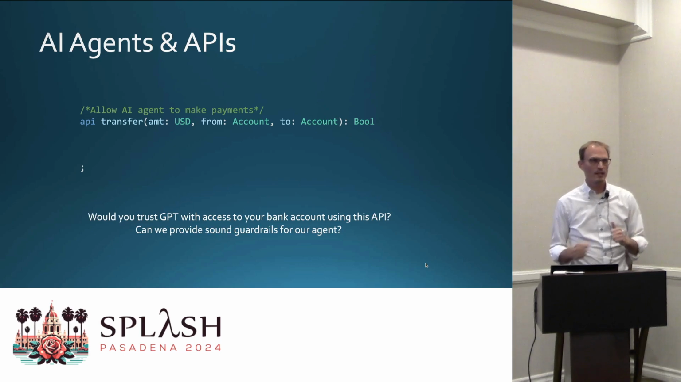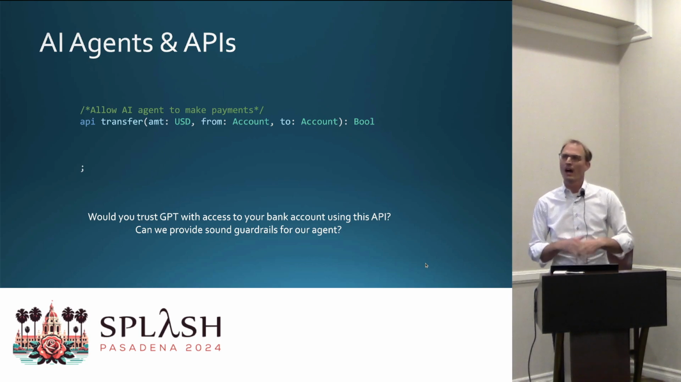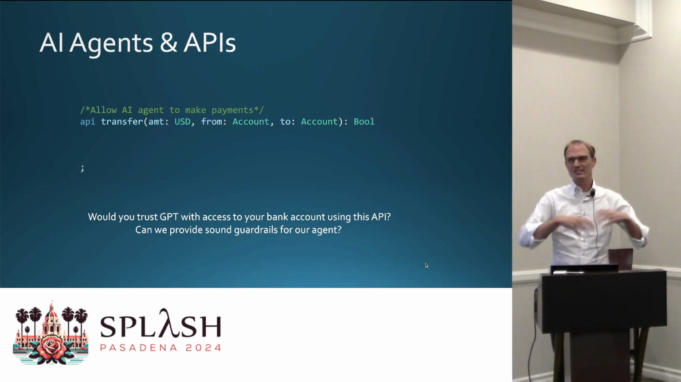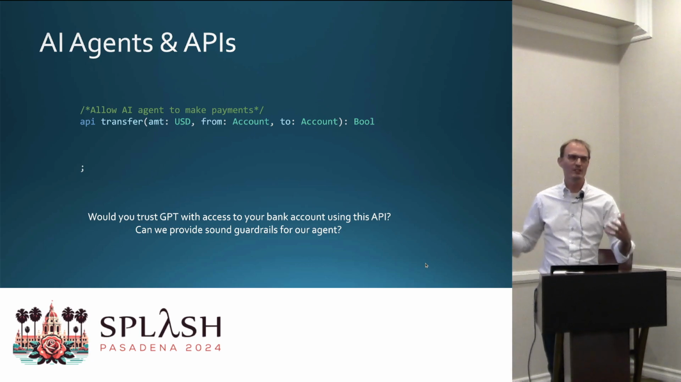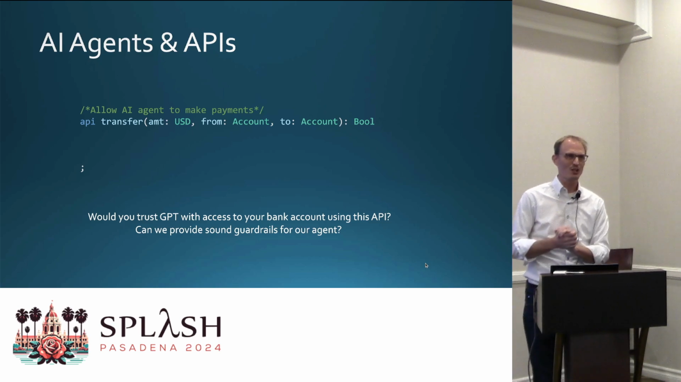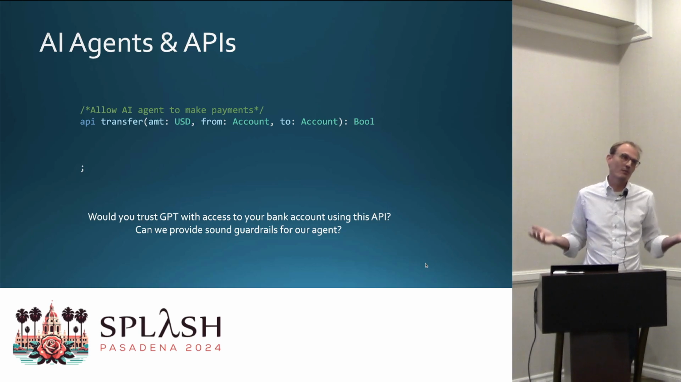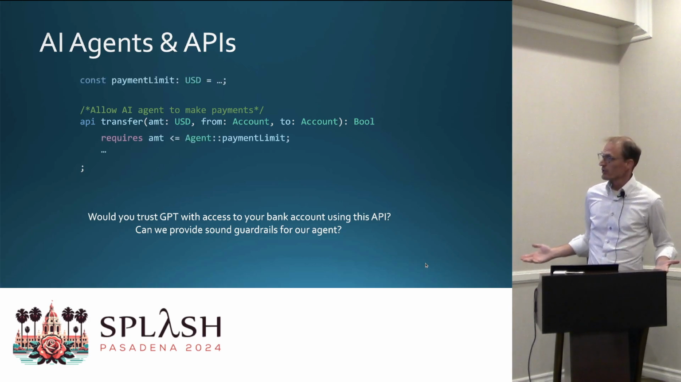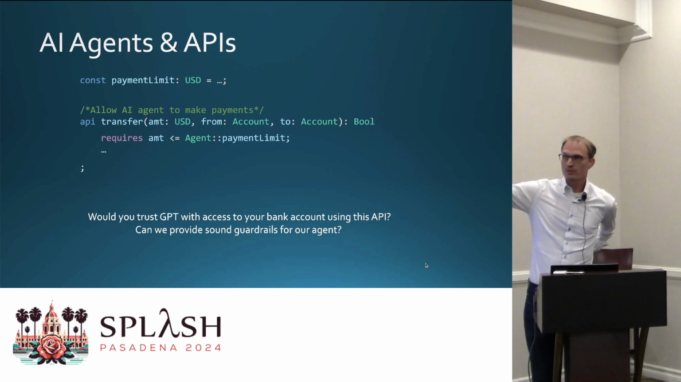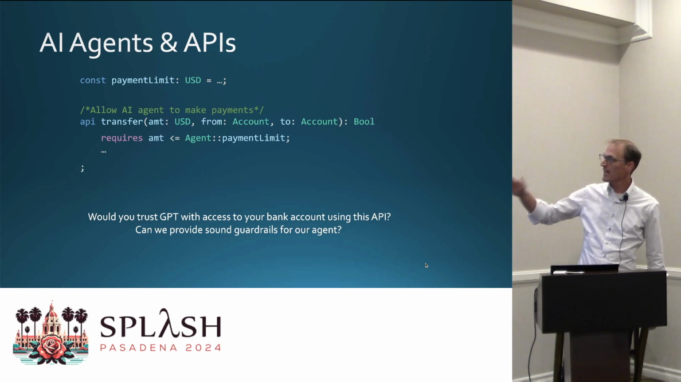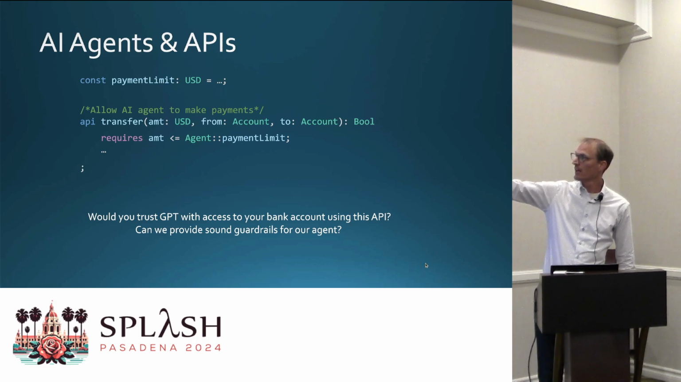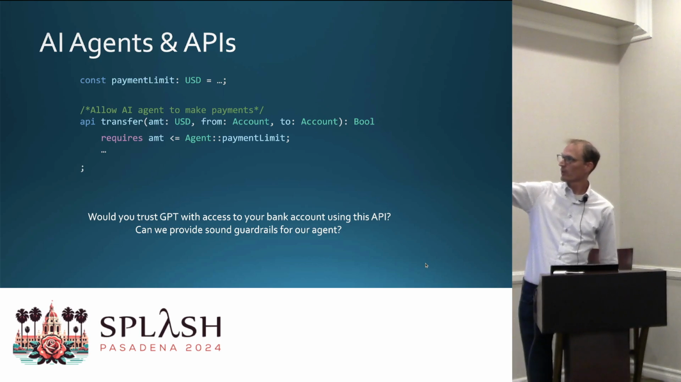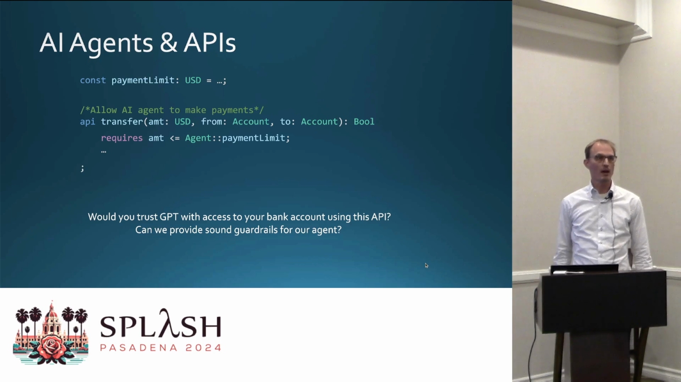Now, would you trust ChatGPT with access to your bank account with this API? It's probably, statistically, not going to wire $10 million to some strange country where I'll never get it back from. But you never know. It's a statistical agent. Well, I'd really like to provide some sound guardrails. So the great part is we have this ability to put requires and constraints on what an API does. So we can say, I am going to demand that under no circumstances will the amount ever be larger than payment limit. So I will put a hard guarantee on how much this agent could ever transfer.